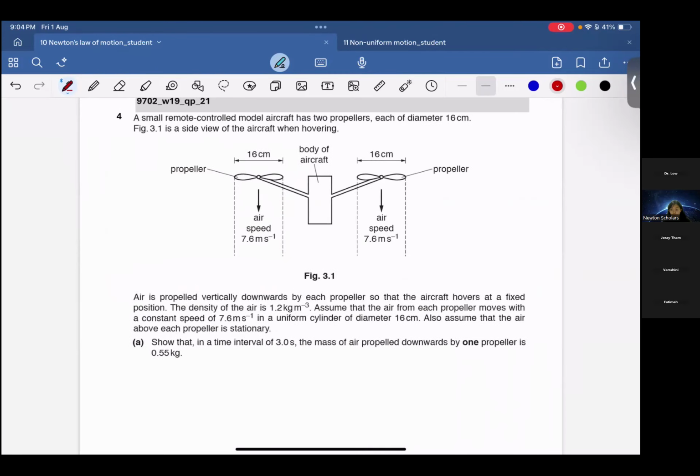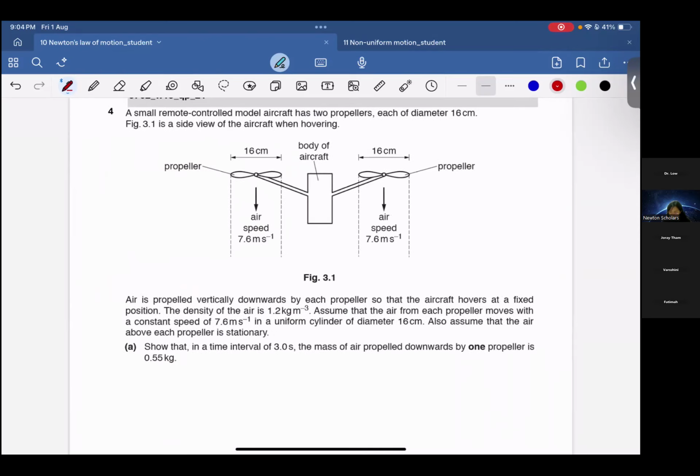A small remote control model aircraft has two propellers. Each diameter is 16 cm. Figure 3.1 is a side view. Okay, from the side. A is propelled vertically downward so that the aircraft hovers at a fixed position. The density of the air is this one. Okay, so we're finding the information. So first, the density is 1.2 kg per meter cube.